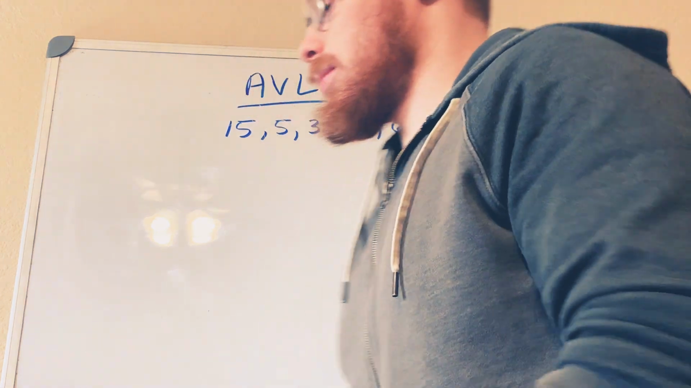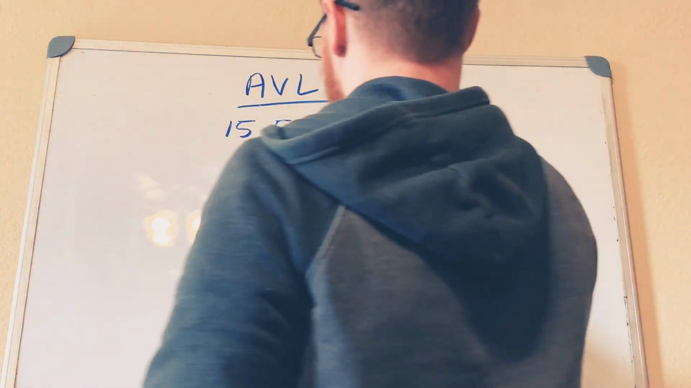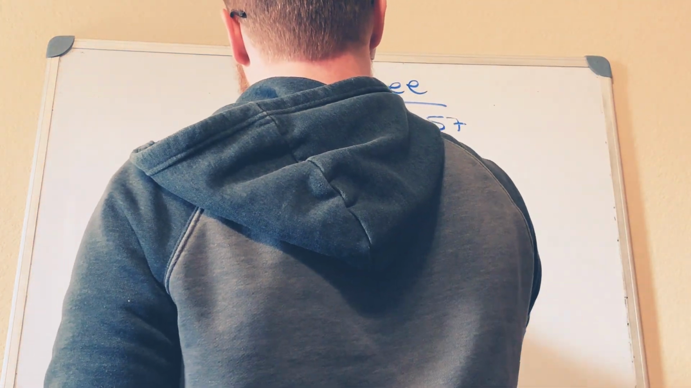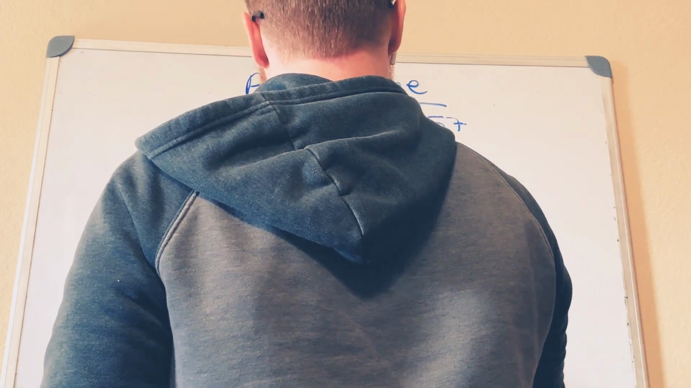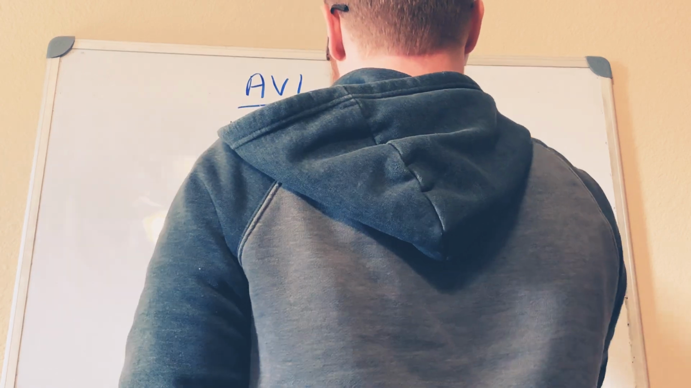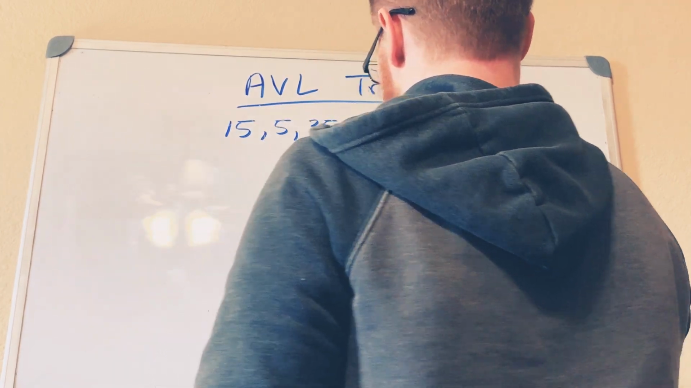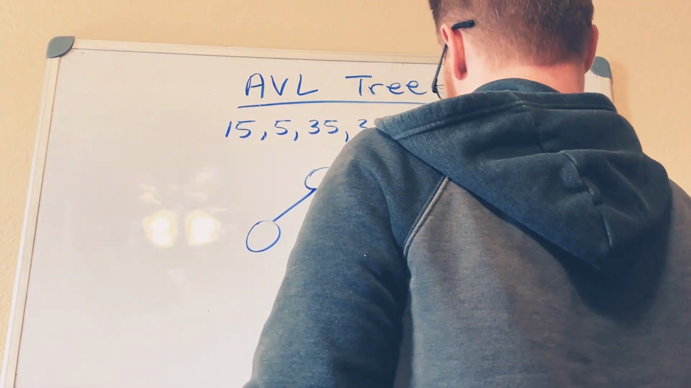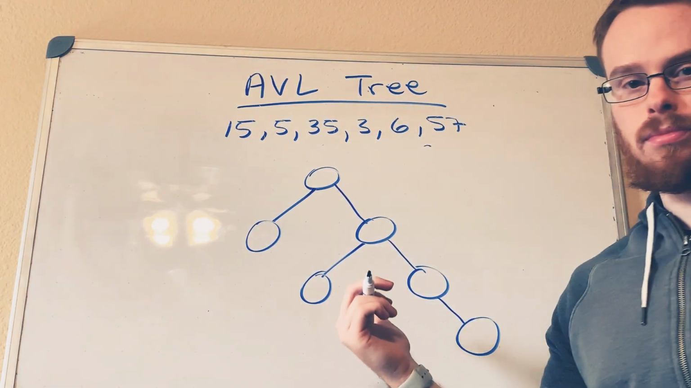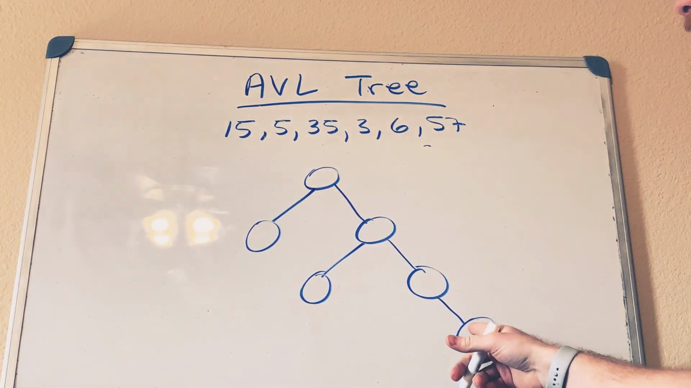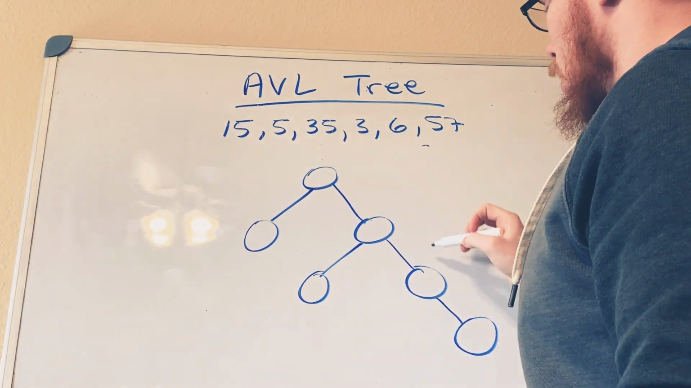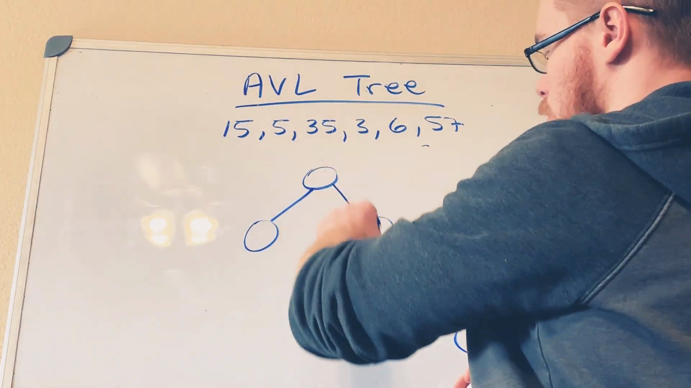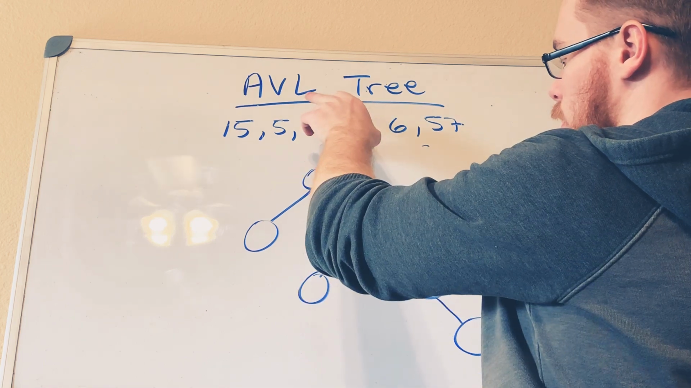So actually, let me show you before we actually insert numbers into the tree. Let's do that example that I just had up there. So this guy. This tree is unbalanced. Basically, the tree is always going to be balanced when you have an AVL tree.